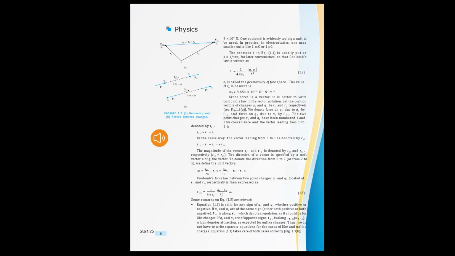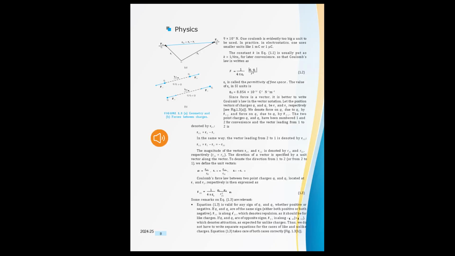The value of ε₀ in SI units is ε₀ = 8.854 × 10^-12 C² N^-1 m^-2. Since force is a vector, it is better to write Coulomb's law in vector notation. Let the position vectors of charges q1 and q2 be r1 and r2 respectively. We denote the force on q1 due to q2 by F12 and the force on q2 due to q1 by F21.